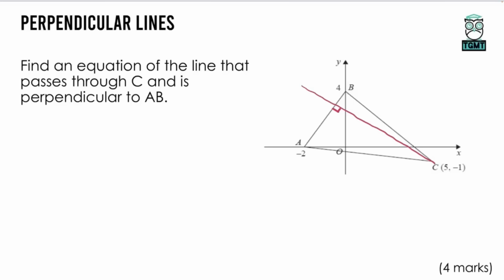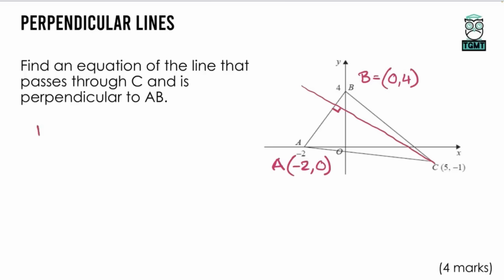Now we can find the gradient of the line by looking at the coordinates A and B. B over here is the coordinate, and let's just have a think. The x-coordinate is 0, the y-coordinate is 4. A down here, the x-coordinate is -2 and the y-coordinate is 0. So if we want to find the gradient of AB, we can then find the gradient of this perpendicular line.